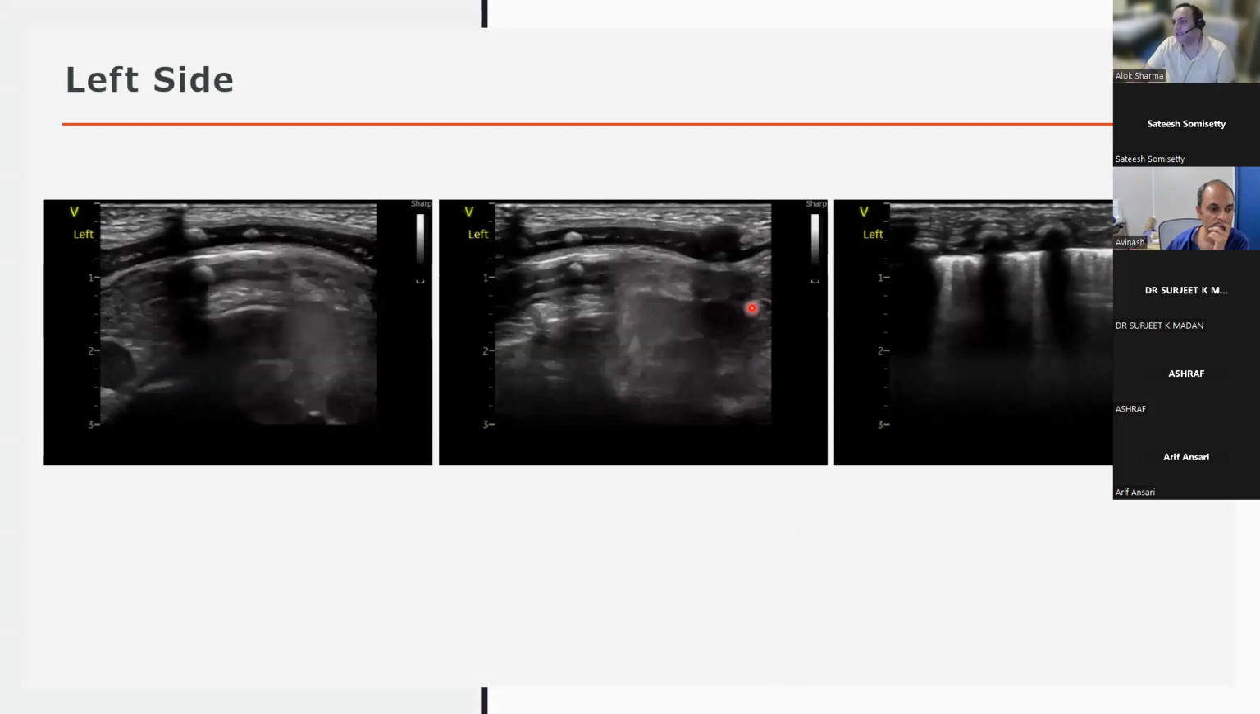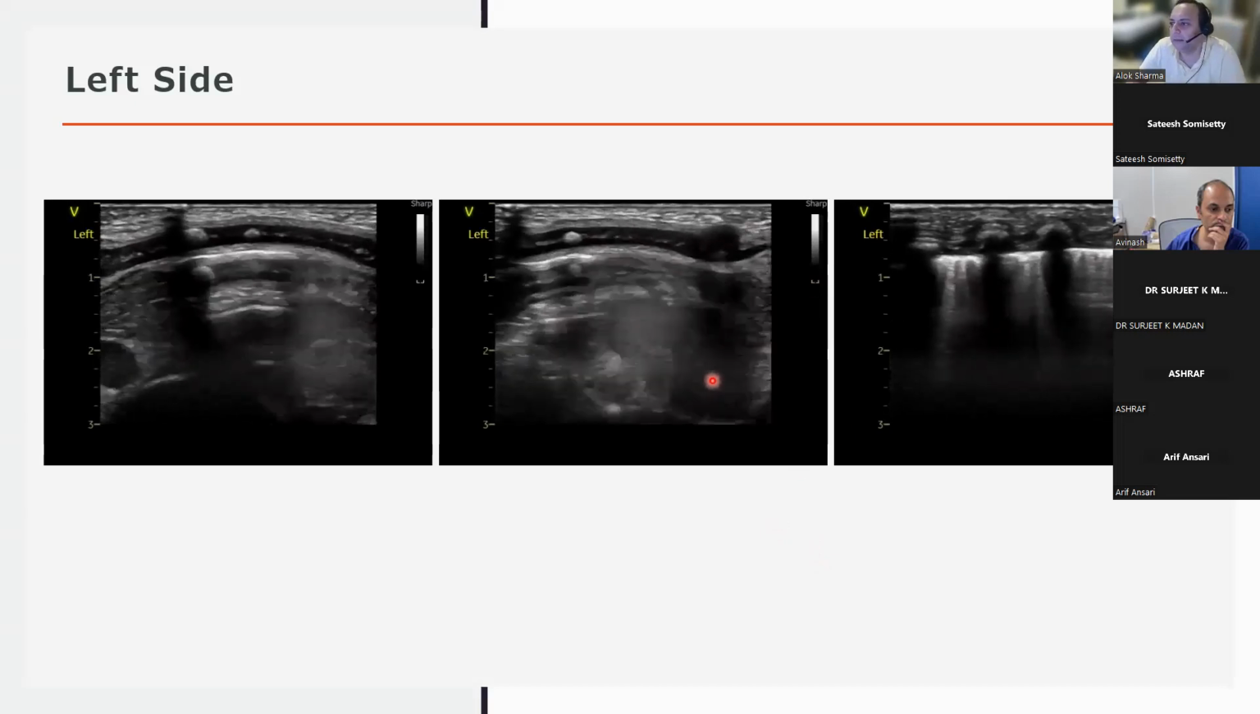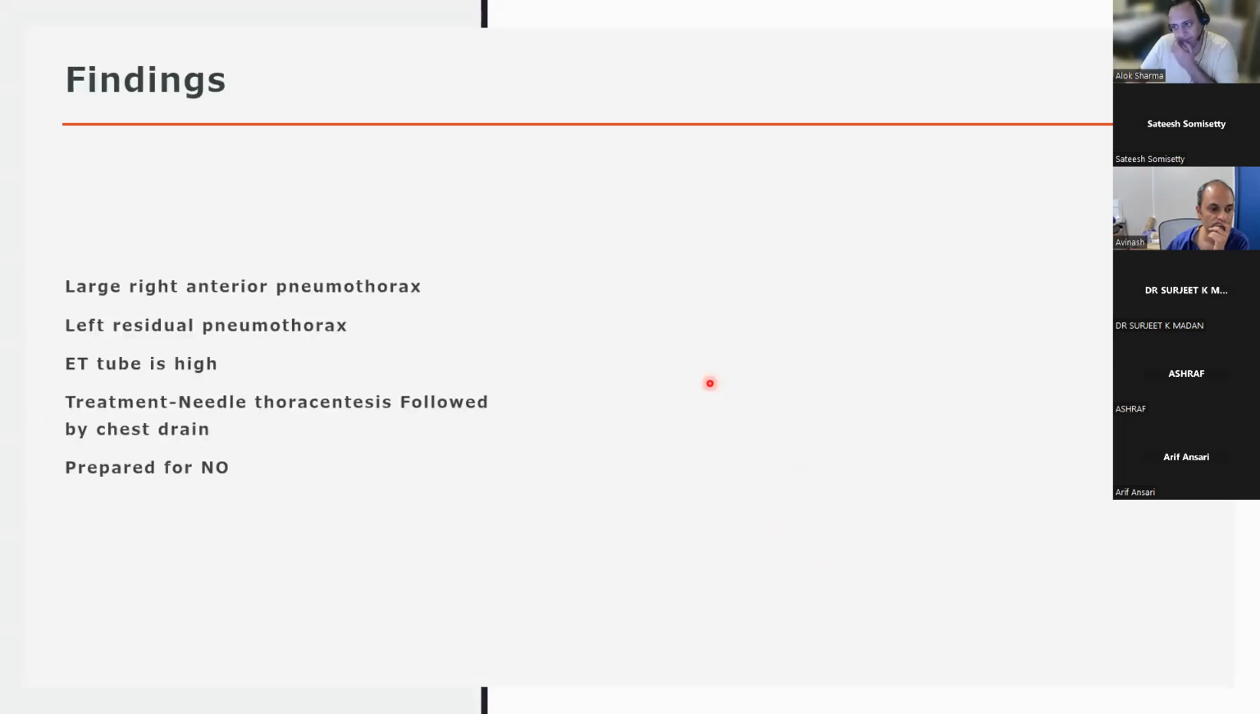Yeah, very good. So what would you like to do? Okay, so we've got a right anterior, there is a slight residual pneumothorax. ET tube is high. Okay, so obviously first things first, we would want to make sure that the ET tube is in the optimal position and secured correctly. I would drain the right anterior pneumothorax as it is large and baby still desaturating in front of us. And then do a thorough cardiovascular assessment with a view to get the severity of the pulmonary hypertension and take it from there.